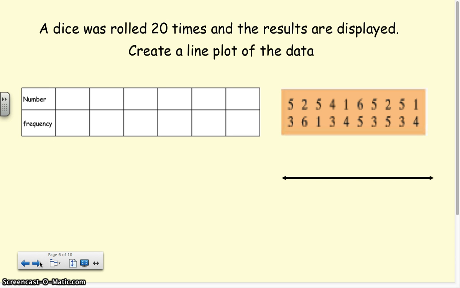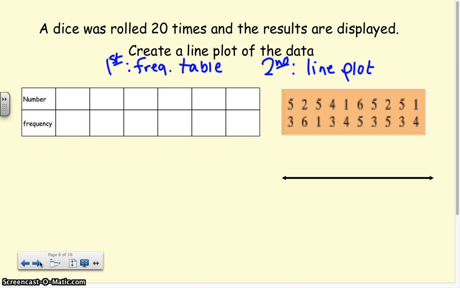We're going to jump right into an example. A dice was rolled 20 times, and the results are displayed. Create a line plot. So the first thing I need to do is make my frequency table. And lastly, I will make my line plot.